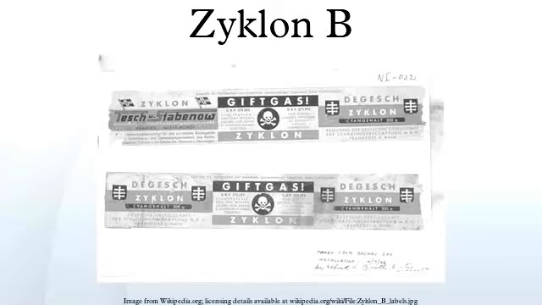Zyklon B was the trade name of a cyanide-based pesticide invented in the early 1920s, and manufactured by German chemical conglomerate IG Farben. Zyklon B consisted of hydrogen cyanide, a stabilizer, a warning odorant, and one of several adsorbents. Zyklon A was a previously produced liquid pesticide, which released hydrogen cyanide in a chemical reaction with water. After the invention of Zyklon B, Zyklon A production ceased.